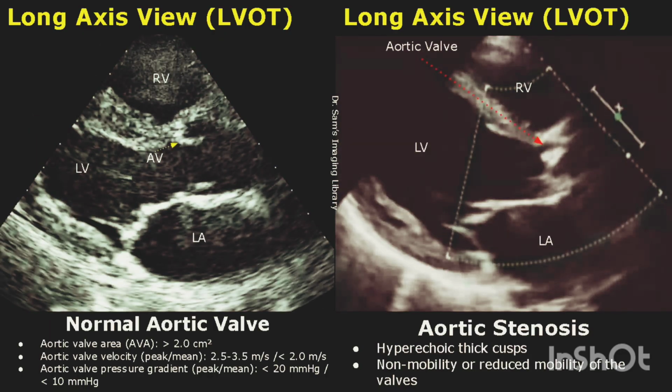These are images of aortic valve without color Doppler. We can see the aortic valve right here. It is open. The cusps are thin and will move normally throughout the cardiac cycle. This is a case of aortic stenosis. The valves are hyperechoic and are less mobile than usual.